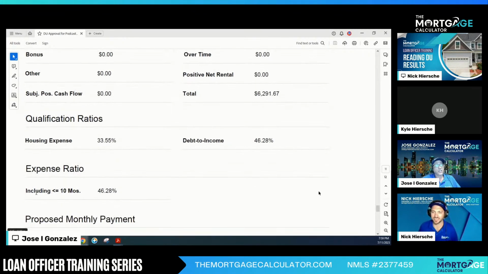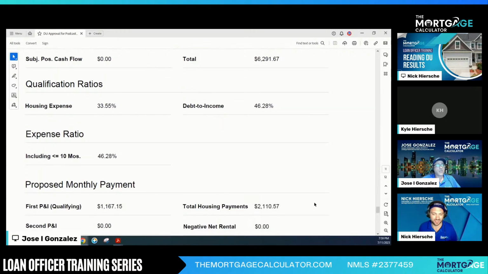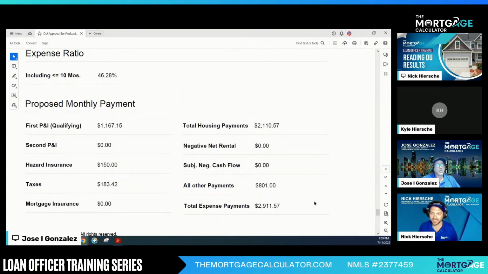So here now it's including less than or equal to 10 months, 46.28. I don't think he had any of those in his account. And then my proposed monthly payment. Now, this on my interim is going to change because I just received today the binder for the interior insurance, and it came out a little bit higher. I estimated $1,800. It came out to $2,100 and change.